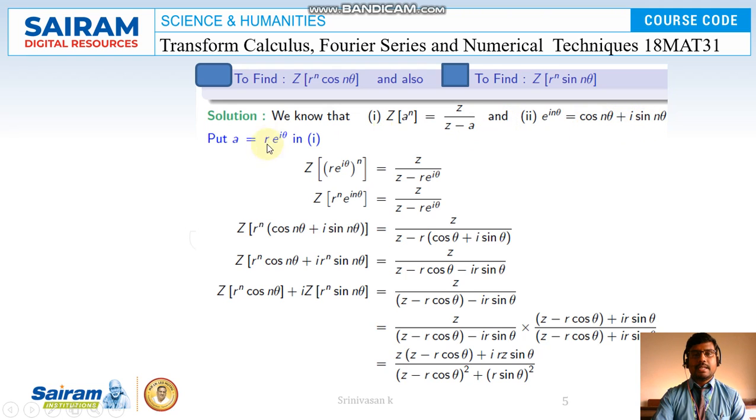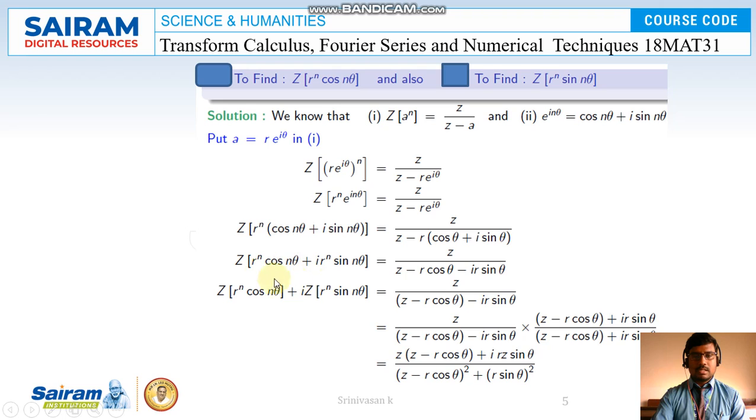And here I take a equal to r e^(i theta). So a equals r e^(i theta). This value I substitute in the first formula. So a is replaced by r e^(i theta). Here also a is replaced by r e^(i theta). So this is r^n e^(i n theta), and here z divided by z minus r e^(i theta). So here I apply the expansion of e^(i n theta). Here also the expansion of e^(i theta).